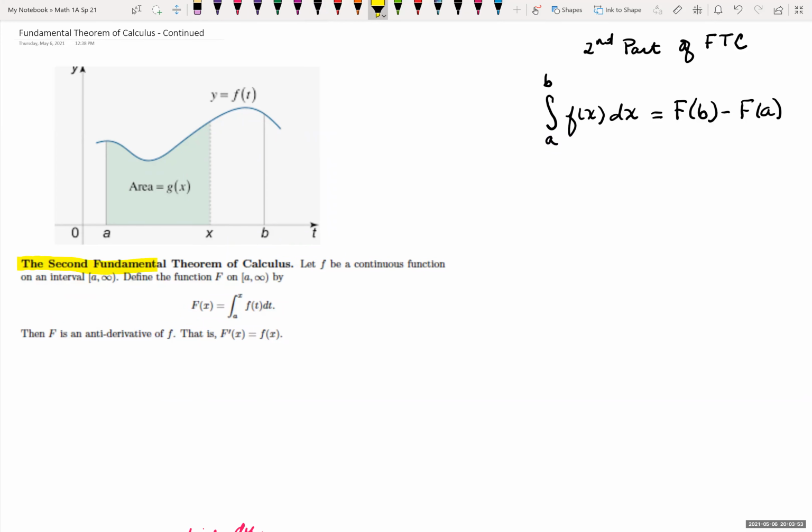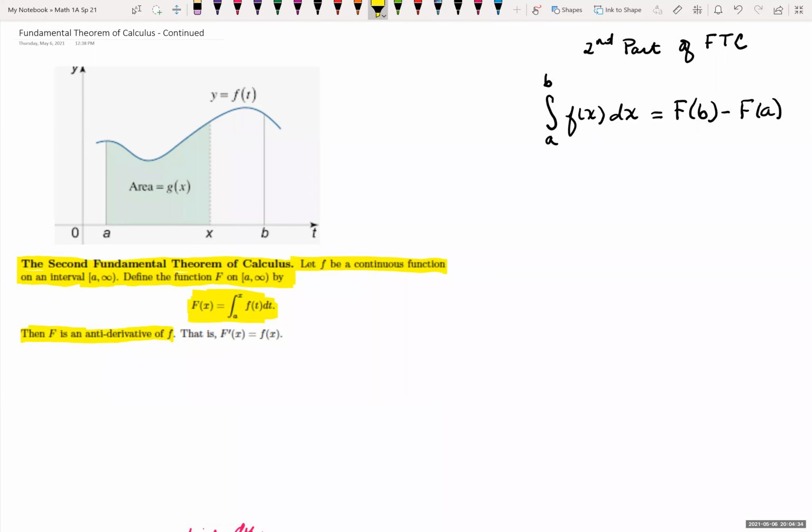So it says that the second fundamental theorem of calculus says, let f be a continuous function on an interval from a to infinity. And that doesn't necessarily have to be to infinity. And we're going to define the function F on the interval a to infinity. So we're going to define that function, the antiderivative of f on a to infinity. And we define that antiderivative to be the definite integral from a to x of f of t dt. Then F is an antiderivative of little f.